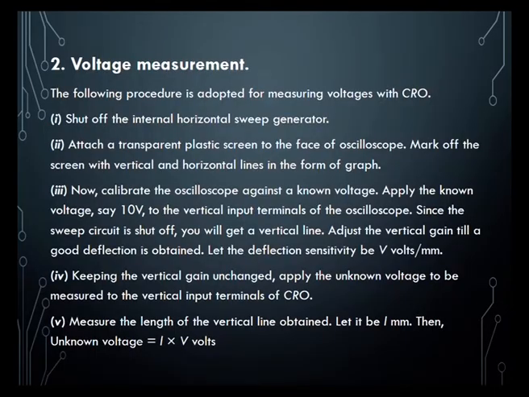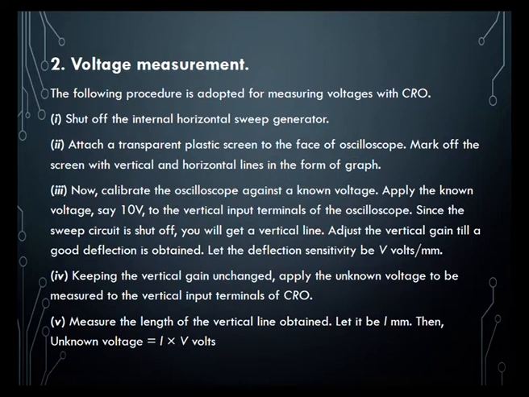Next is the voltage measurement. The very first step for voltage measurement is to shut off the internal horizontal sweep generator, so there will be no horizontal sweep. Attach a transparent plastic screen to the face of the oscilloscope and mark off the screen with vertical and horizontal lines in the form of a graph. Now we get vertical and horizontal lines with the help of the marks on the screen.